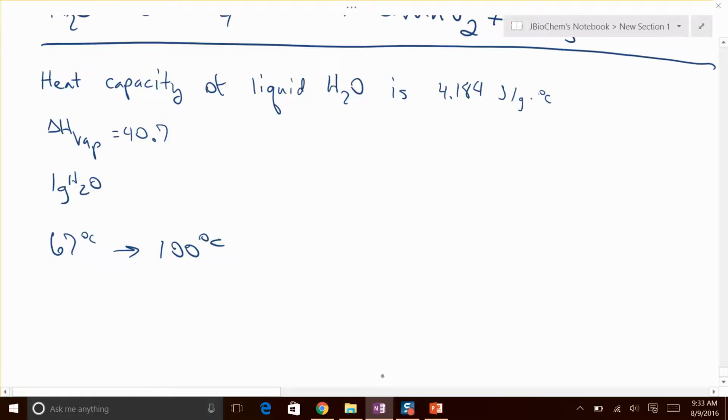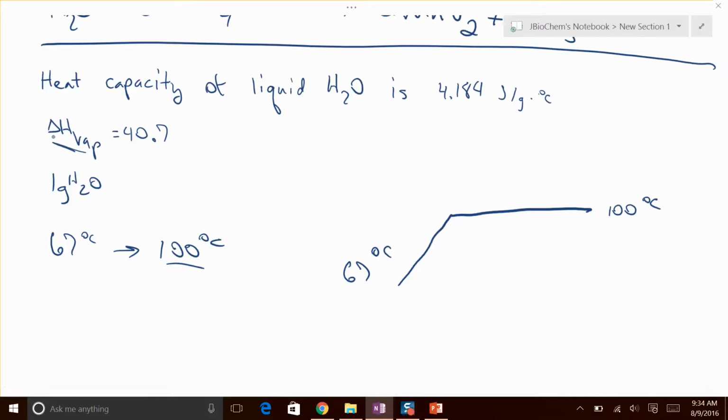Okay, so we're going to go from 67 degrees Celsius and hit a plateau at 100 degrees Celsius. Are we going to vapor? We're just going to go to 100. Yes. It's going to be the heat capacity of liquid. That's why they give us the delta H of vaporization. Otherwise we wouldn't need it. So we're going to go from 67 degrees Celsius for 1 gram of water. Let's convert it to moles. That's 18 grams per every 1 mole. So that's 0.0555.